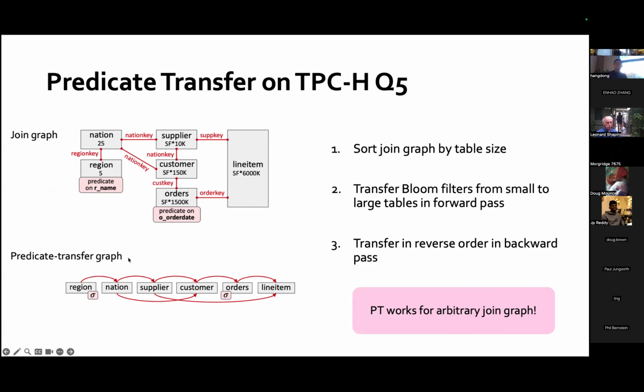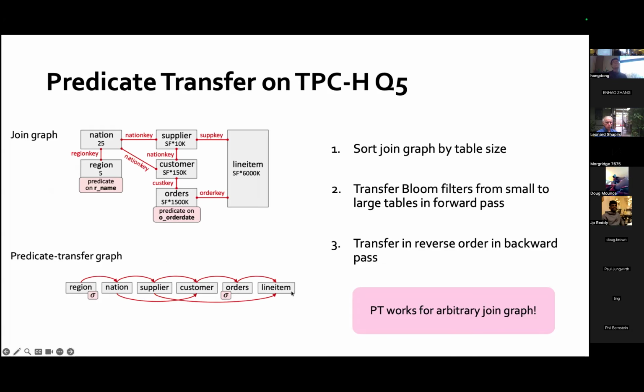Think about it as what is also called sideways information passing in much of the literature. If you pass your Bloom filter in this way to the line item table, it's not only that you're passing the information from orders to line item, you're also passing all of these tables' information into line item through the Bloom filter. Cool.